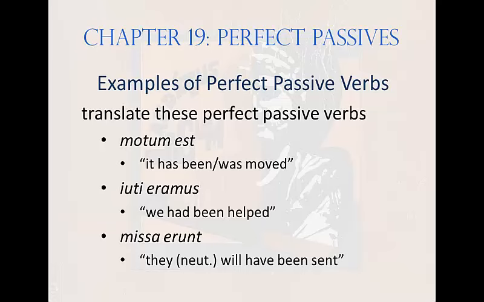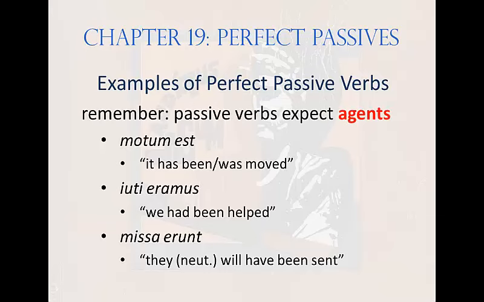Now let's look at another important aspect of perfect passive verbs. When translating verbs, you should always think ahead to what will follow the verb, what the verb expects. In this case, these are all passive verbs, therefore, they expect agents. So, let's look at some examples of how agents might be added on to these particular passive forms. Say we add a vobis to the first verb, motum est, which we translated as it has been or was moved. Here, a vobis would mean by y'all. It has been moved by y'all.